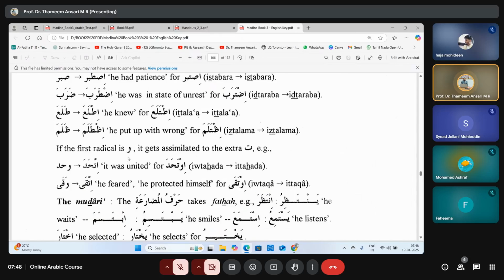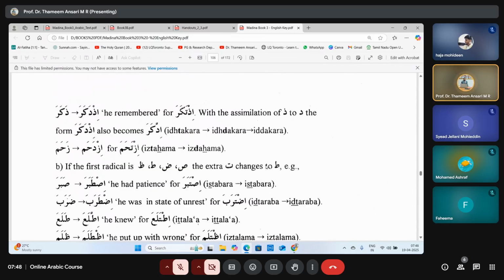If the first radical is waw, it gets assimilated to the extra ta. Example, wahada, ittahada. It was united, for iwtahada. Waqa, ittaqa. He protected himself, for iwtaqa.